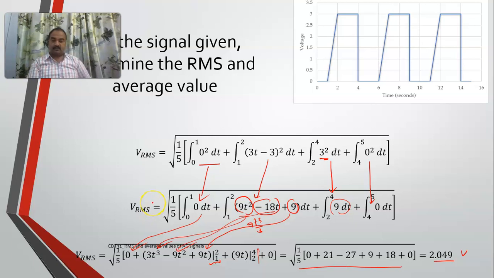Okay, try to calculate this with your calculator. So this is the way we determine the average and RMS values. This I have done for the trapezoidal waveform, and in the next video lecture we will see it for a pure sinusoidal. Okay.